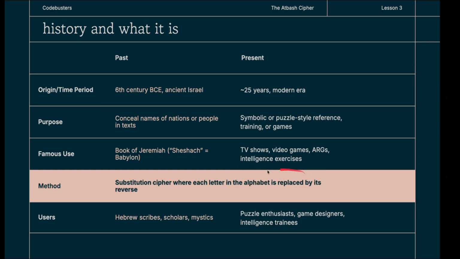The method for the past and present is the same. It is a substitution cipher where each letter in the alphabet is replaced by its reverse. Its users in the past were Hebrew scribes, scholars, or mystics. The present users are puzzle enthusiasts, game designers, and intelligence trainees.